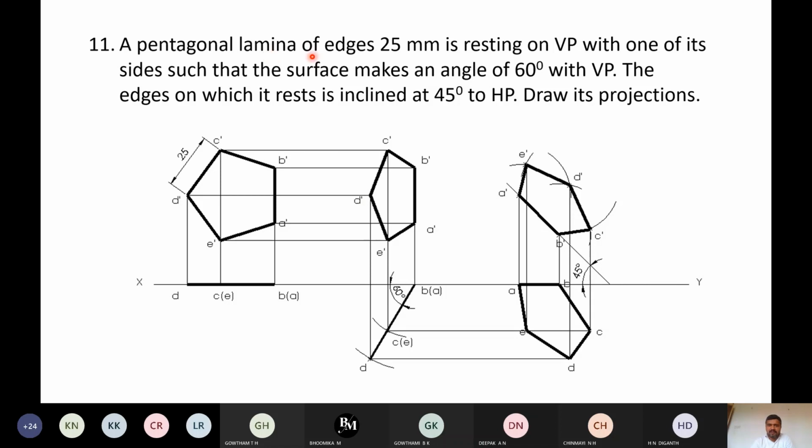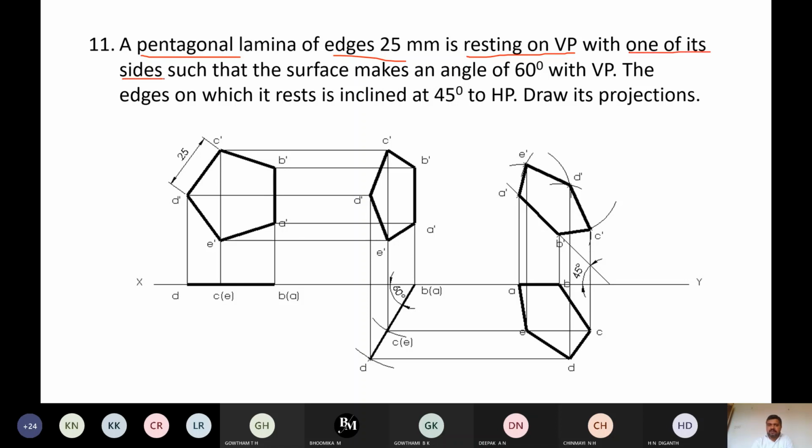Okay, a pentagonal lamina of edges 25 mm is resting on VP with one of its sides such that the surface makes an angle of 60 degrees with VP. The edge on which it rests is inclined at 45 degrees to HP. Draw its projections. Here, after reading the problem, the given lamina is a pentagon, length of the edges 25 mm, resting on VP. All previous problems were resting on HP. In this problem, it is resting on VP on one of its sides.